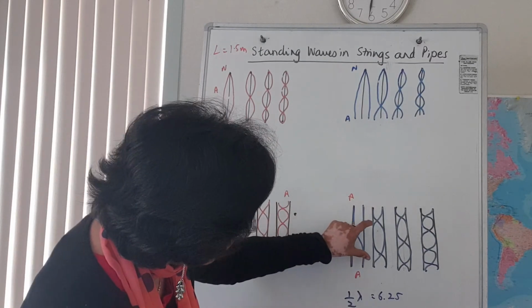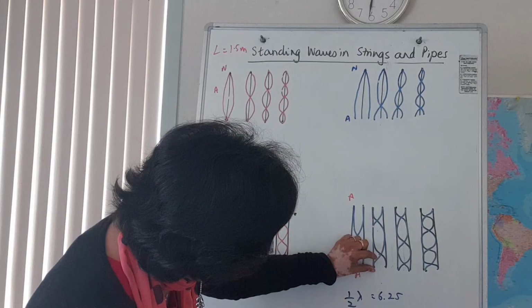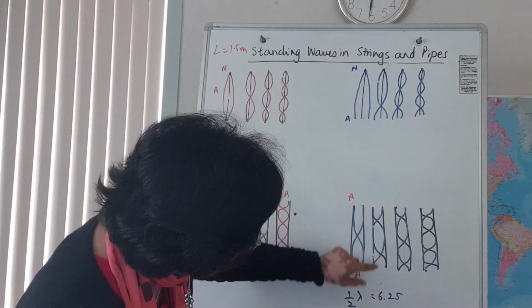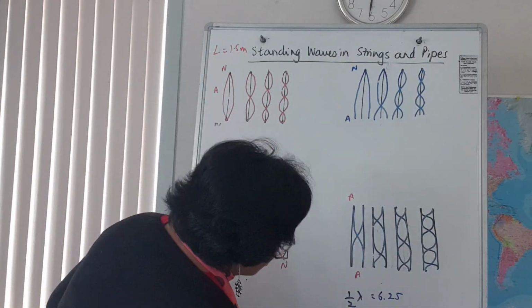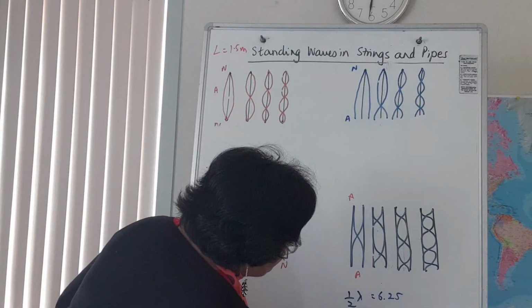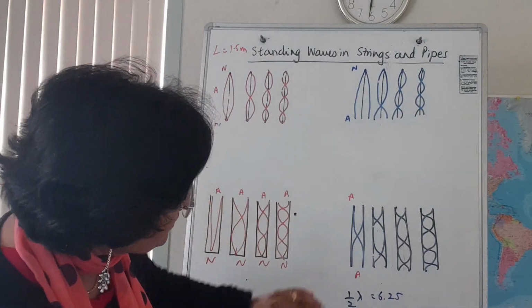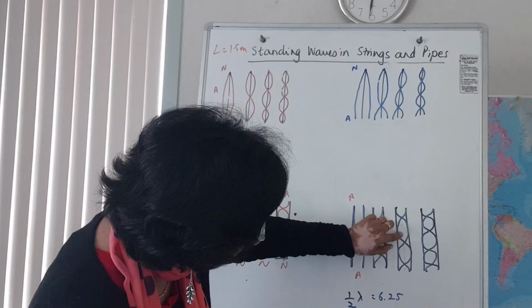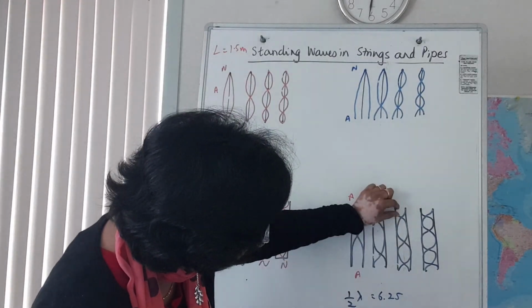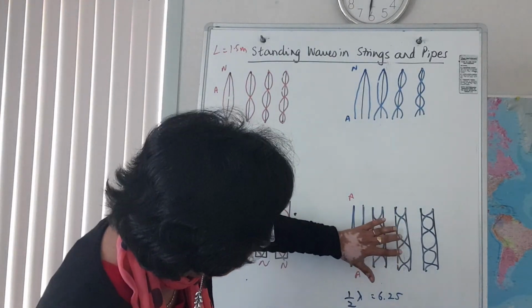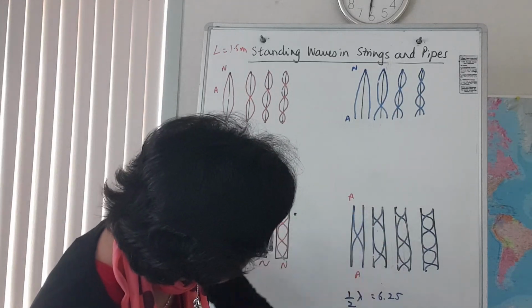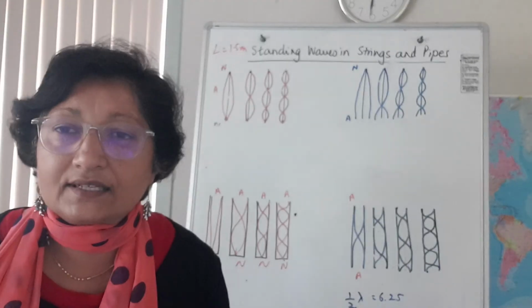And this one is a half, and then there's another half here, quarter and quarter. So that's a whole wavelength. So your whole wavelength is 6.25 meters, which is the same as the length. So this is 1 half, 2 halves, so that's a whole, and this is a quarter and quarter. So that is 1.5 wavelengths over here. And so that's how you work these out.